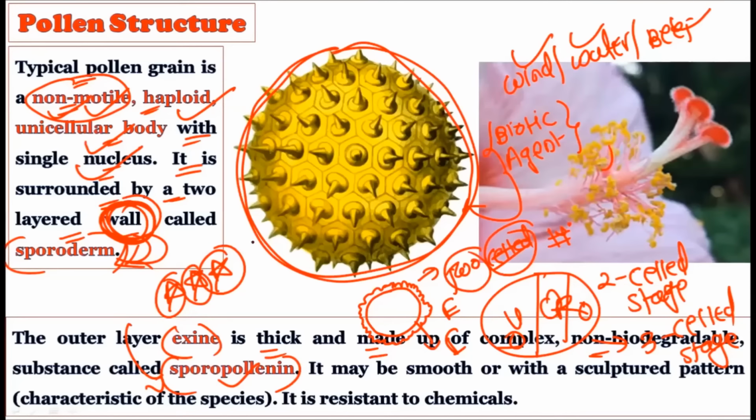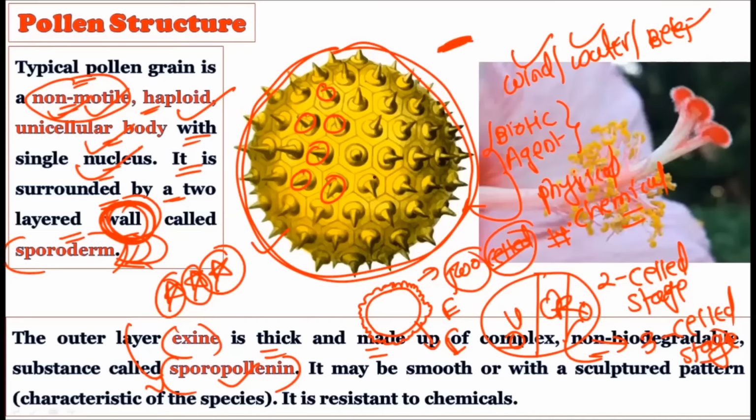See, observe this particular picture. The outer spiny layer can be seen. This outer spiny layer is called the exine, and it is a very thick layer. The thick outer layer of the pollen grain is called the exine, and it is made up of the complex non-biodegradable substance called sporopollenin. Now, non-biodegradable means that it is not going to degrade by anything, not by physical processes or by chemical processes. The physical and chemical processes have no impact on this chemical substance called sporopollenin.